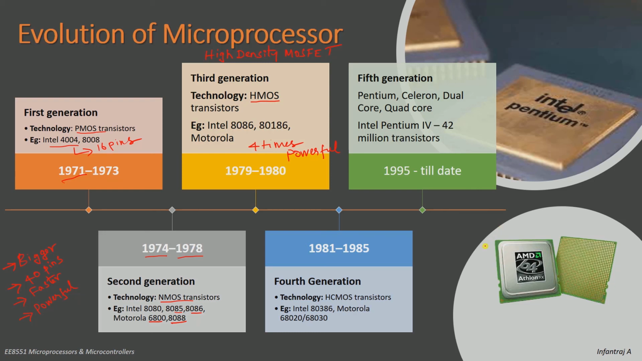Now coming to the fourth generation microprocessor. It was between the years 1981 to 1985. They used a technology called HCMOS. H stands for high density, and the technology used was complementary MOSFETs. Till date we are using this CMOS technology for fabricating various digital circuits. To name a few microprocessors, we have the Intel 80386 and the Motorola 68020 and 68030 microprocessors.